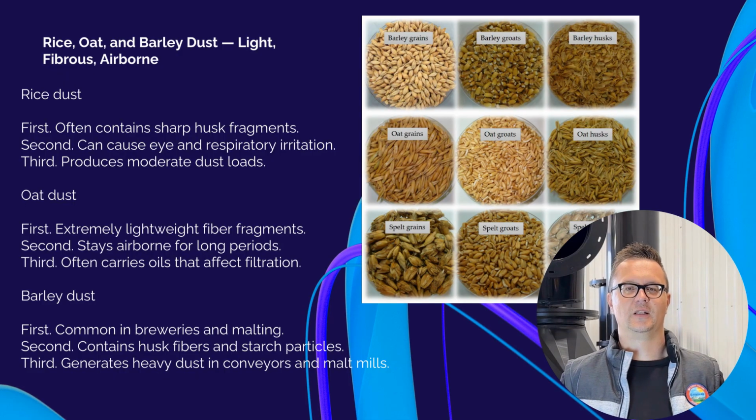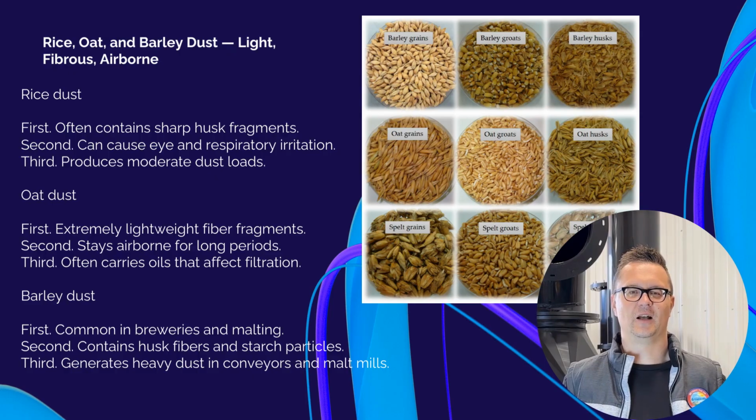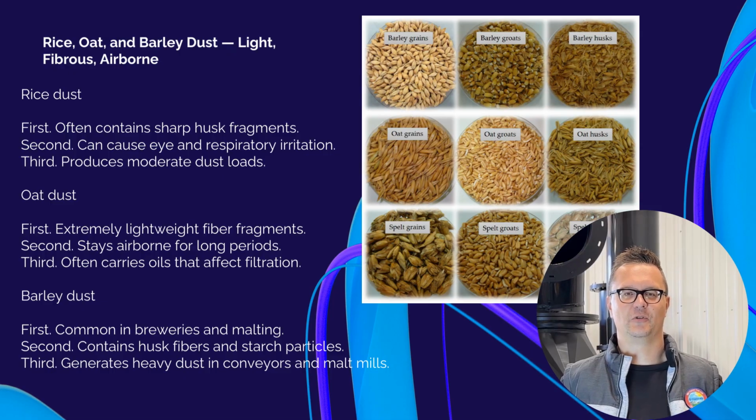Rice, oat, and barley dust: light, fibrous, airborne. Rice, oat, and barley dusts behave differently but share similar hazards. Rice dust, first, often contains sharp husk fragments. Second, it can cause eye and respiratory irritation. Third, it produces moderate dust loads. Oat dust, first, is extremely lightweight fiber fragments. Second, it stays airborne for long periods. Third, it often carries oils that affect filtration.